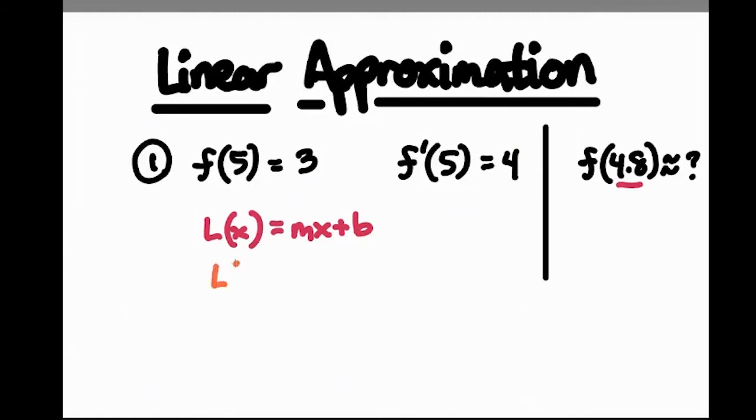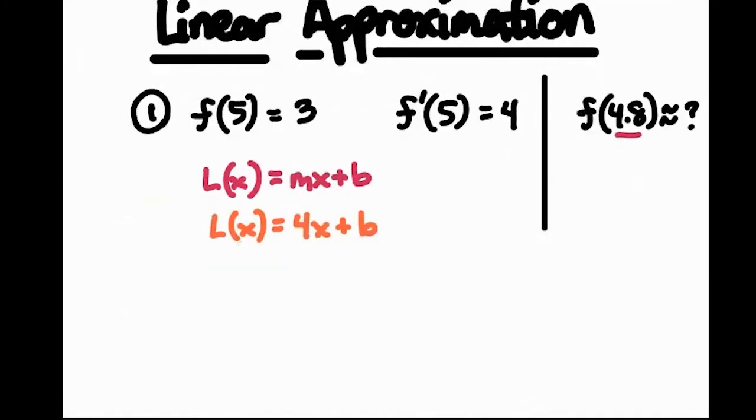So we're going to have L of x is equal to... you plug in 5 here. Well, you don't need to plug in 5. 4 is the slope. So now we have y equals, or L of x equals 4x plus b. But we need to figure out b. How can we figure out what b is?